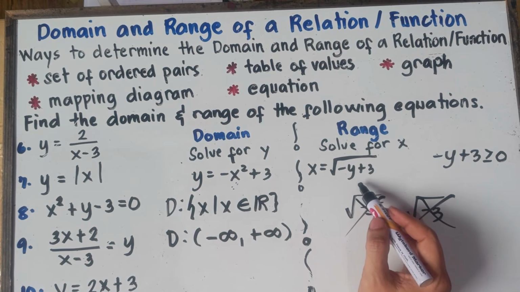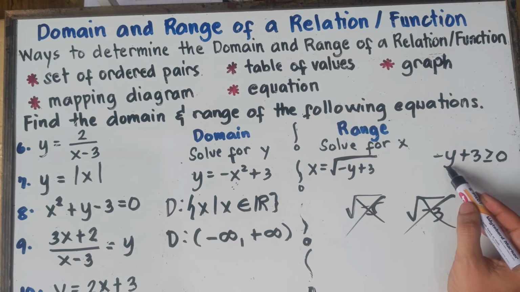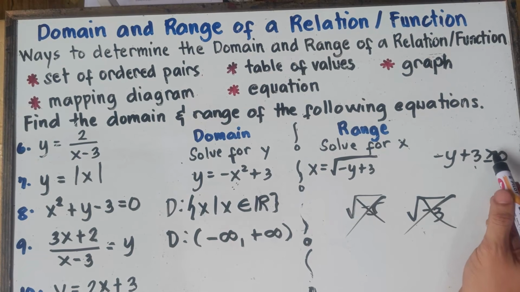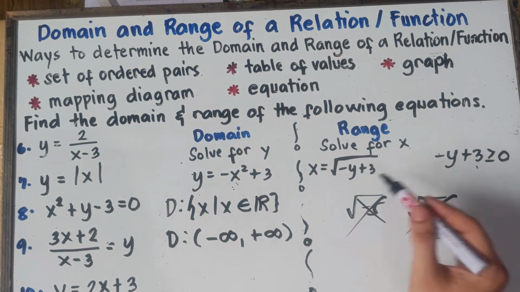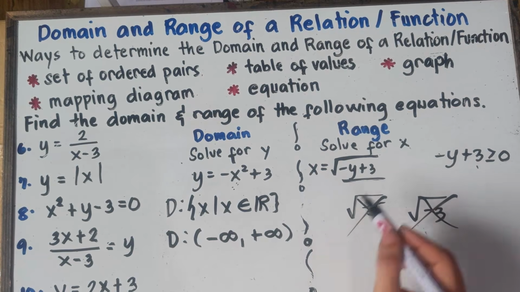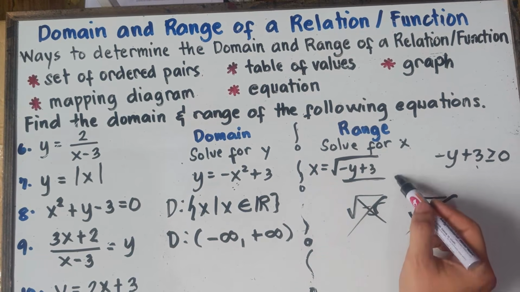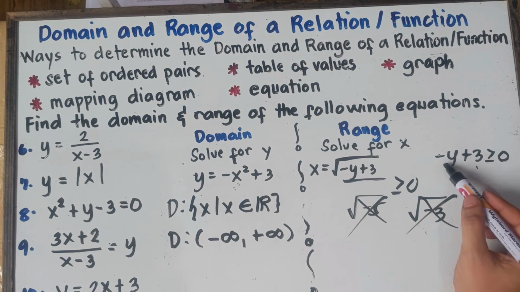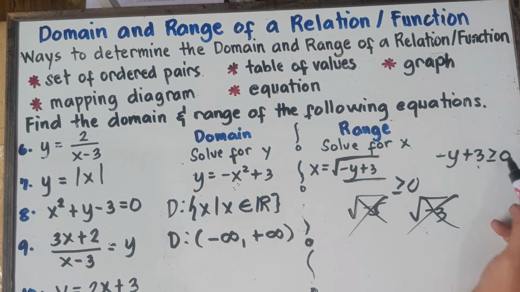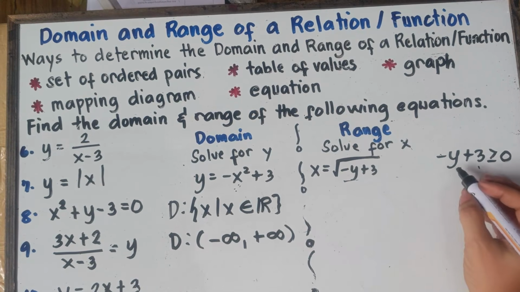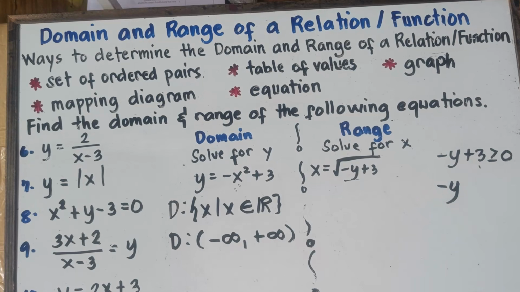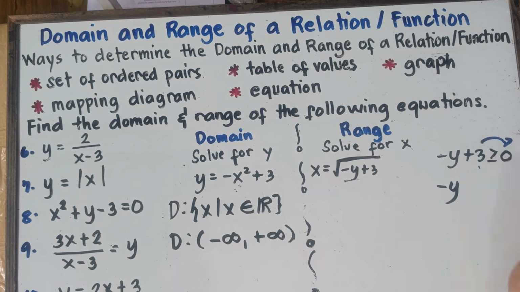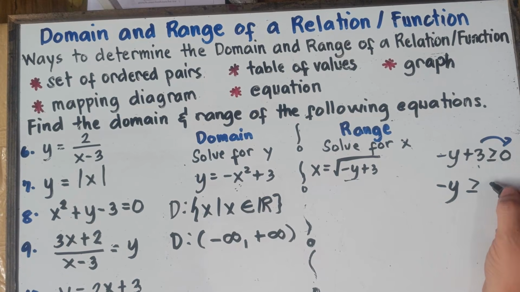So therefore, we can have the inequality. We can say that negative y plus 3 is greater than or equal to 0. The answer in this given radical symbol, class, should be greater than or equal to 0. That's why we have this inequality. Alright, and then we can copy this one, negative y. We can transpose 3 from left to right. This is positive 3. It will become negative 3 is greater than or equal to.